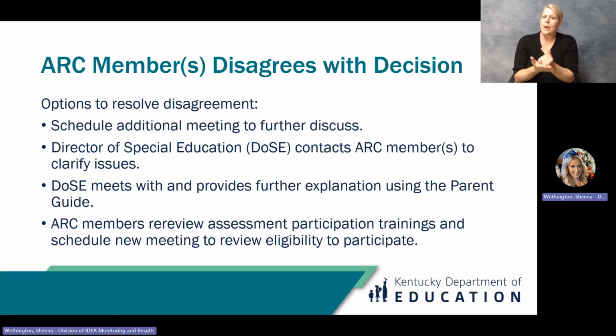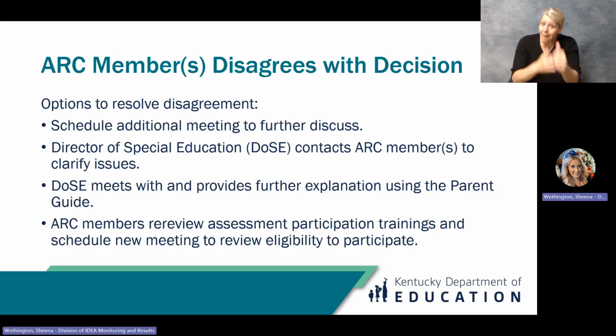If the parent or guardian or any member of the ARC disagrees with the student's eligibility to participate in a specific assessment, the ARC must document this in the conference summary. There are several options for the resolution of a disagreement. The ARC may schedule an additional meeting to further discuss and address the issue, once it has been further researched. The Director of Special Ed, or the DOS, may contact the parent or guardian or other member in order to clarify the issue. The DOS may provide the member or parent with a copy of the parent guide and meet to provide further explanation.